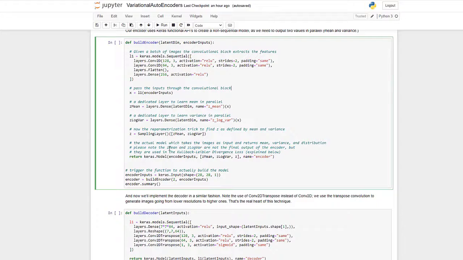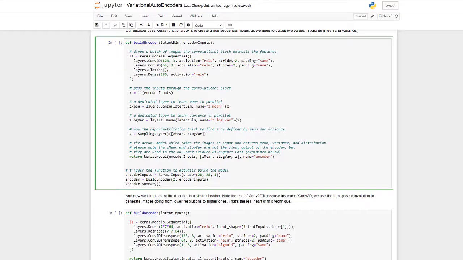We pass in the model with the encoder inputs, z-mean, z-log-var, and the latent vectors, there is z. All right, a little note here in the comments too. Note that z-mean and z-log-var are not the final output of this encoder, but we will feed that into the KL divergence loss in a little bit.